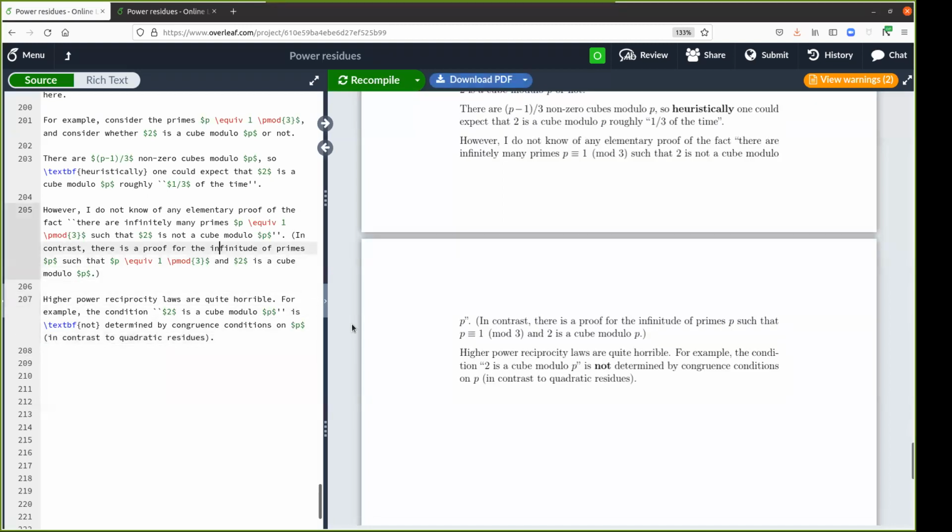And of course, you could think that the proofs I have given in the quadratic case are not very elementary either, because I have used Dirichlet's theorem. And that's true. But there is a proof of this result, that 2 is a cube modulo infinitely many primes p congruent to 1 modulo 3, not using Dirichlet's theorem. So only using Schur's theorem and some elementary arguments.